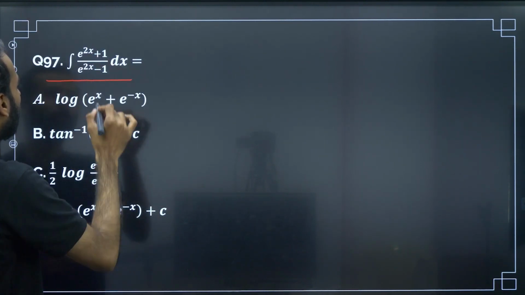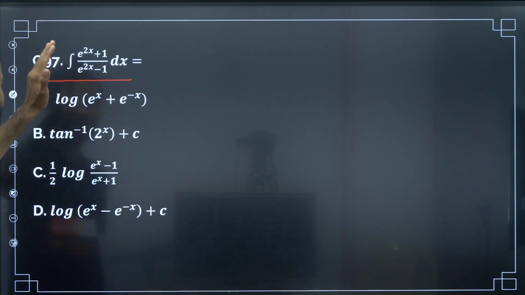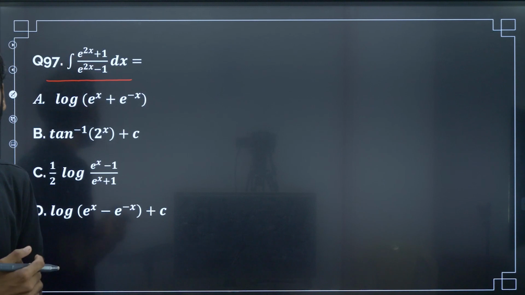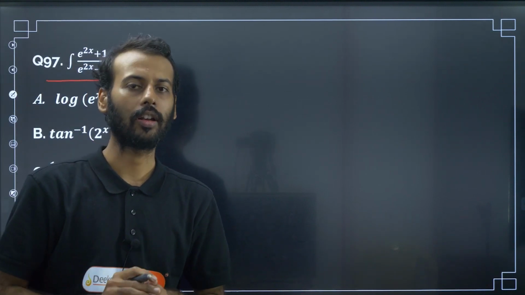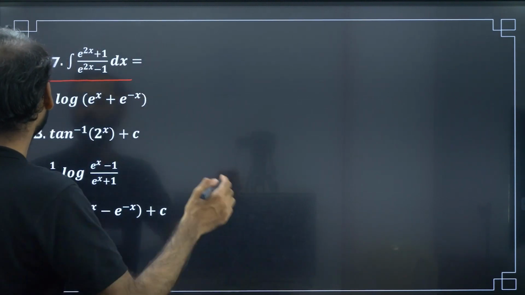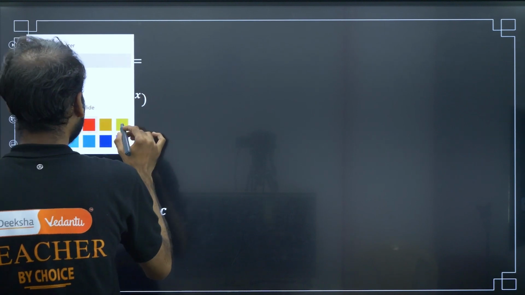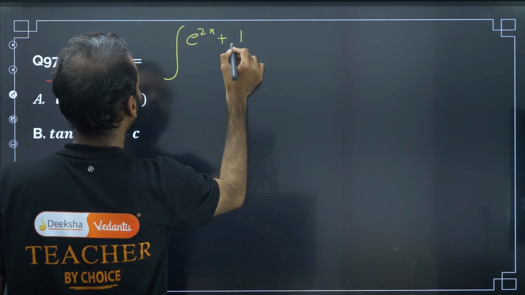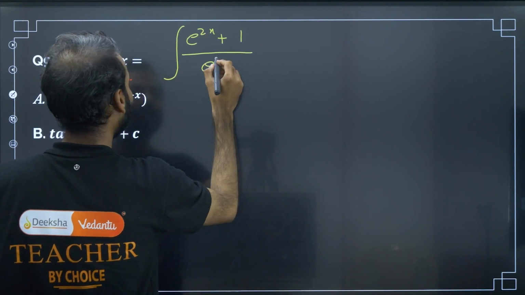Moving on to the next question. Integration of e raised to 2x plus 1 by e raised to x. They're asking to find this, and they are given some options. A ready-made standard integral is not directly available for this exponential function, so we have to do some manipulations. Now what manipulations do we have to do? Let me write integration of (e raised to 2x plus 1) by e raised to x.